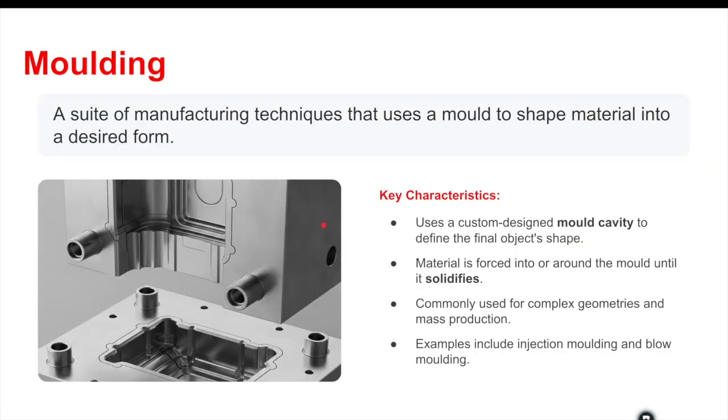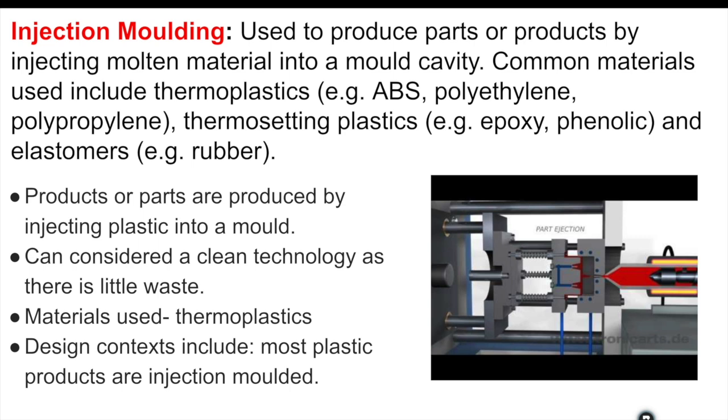Molding is a suite of manufacturing techniques that uses a mold to shape materials into a desired form. So some key characteristics of this: it uses a custom designed mold cavity to define the final object shape. Material is forced into or around the mold until it solidifies. It's commonly used for complex geometries and mass production, and examples include injection molding and blow molding. So let's look at injection molding.